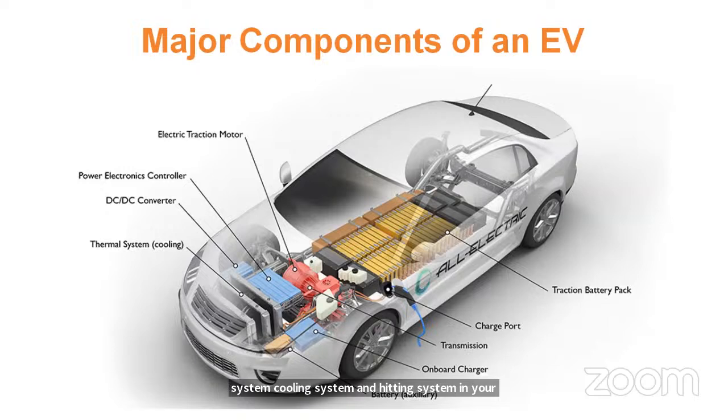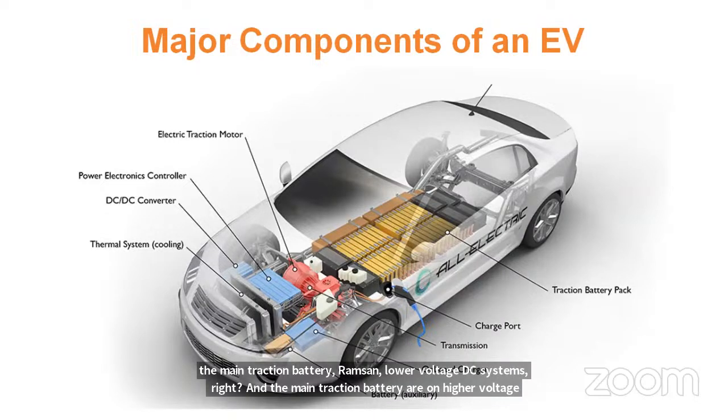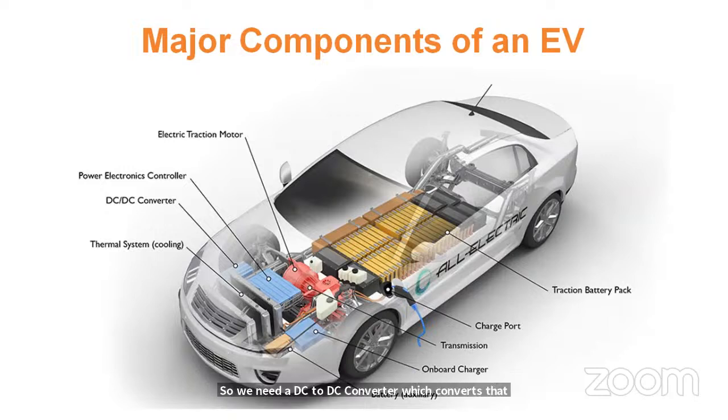Then we have a DC-DC converter. What does this DC to DC converter do? As I told you, all the lower voltage components, the auxiliary battery, all run on a lower voltage DC system, right? And the main traction battery is on a higher voltage DC system. So we need a DC to DC converter which converts that higher voltage to lower voltage for the auxiliary components and to charge the auxiliary battery.